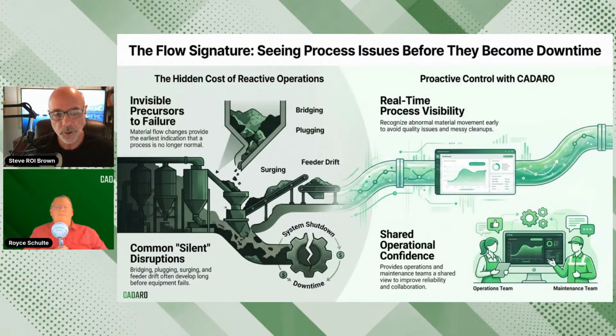Some of these terms in here we haven't really discussed, or they're technical terms, I guess, or jargon: bridging, plugging, feeder drift, surging. We're able to address these. Yeah, what happens is you start seeing those develop, and typically you're going to see it in the flow or on the output side. Generally it starts, and it may be very gradual or it may be instant.